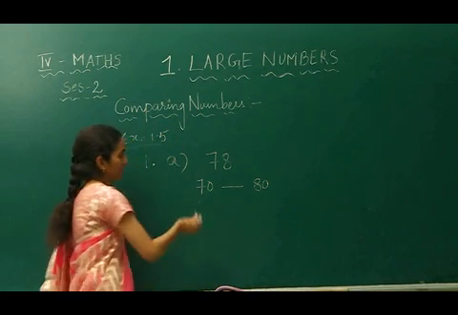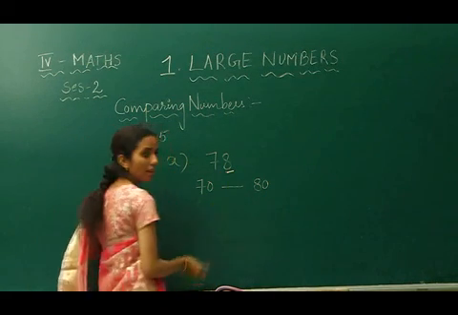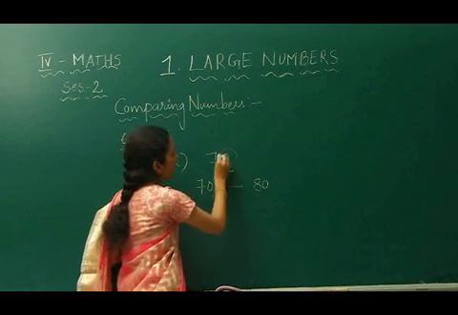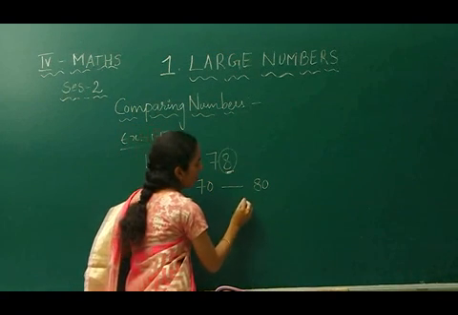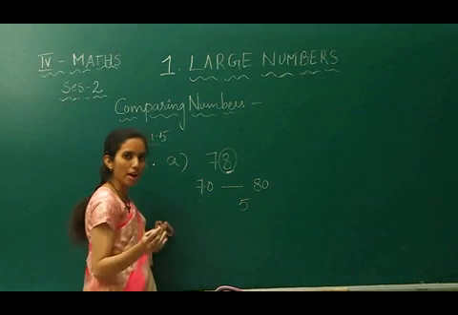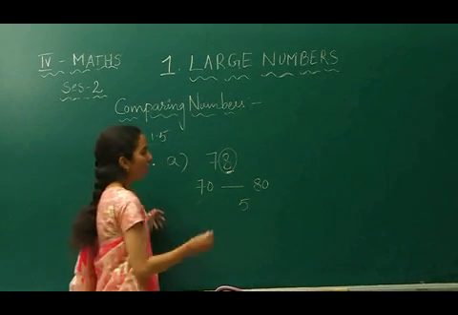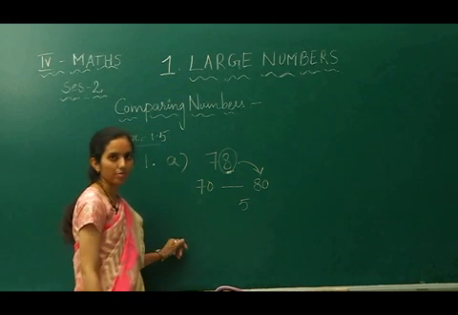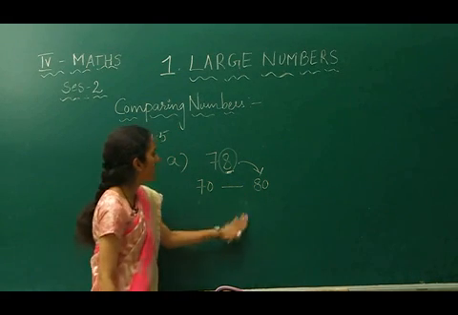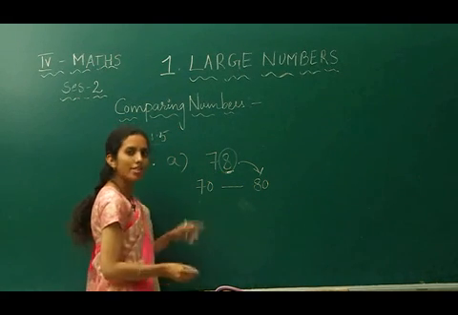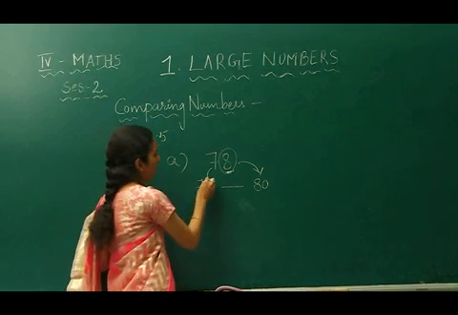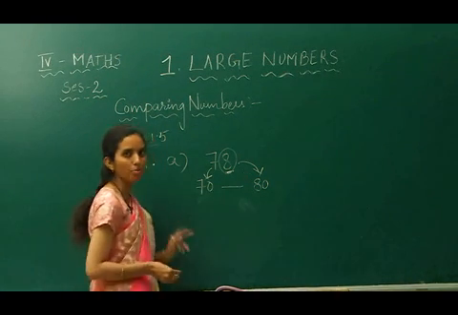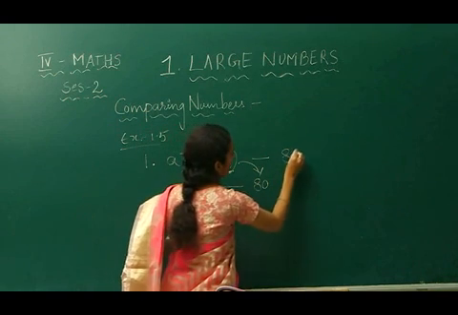Take the last number, the number in the ones place. If this number is above 5 or it is 5, then you have to round it up to the upper limit. If the number is below 5, then you have to round it down to the lower limit, that is 70. So now 78 is rounded up to which number? 80.